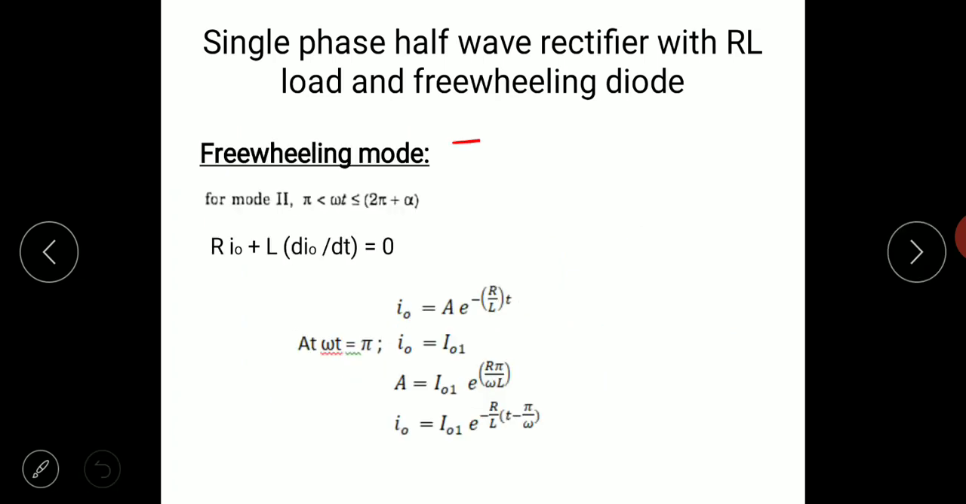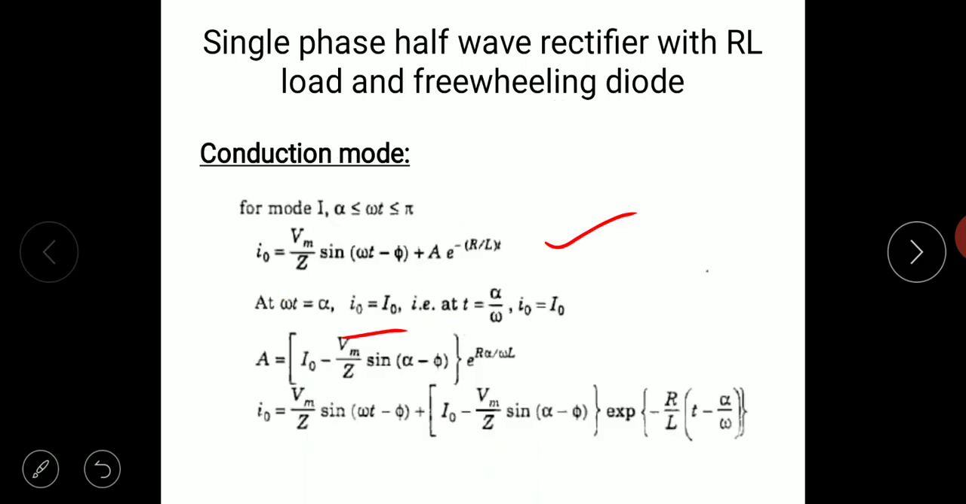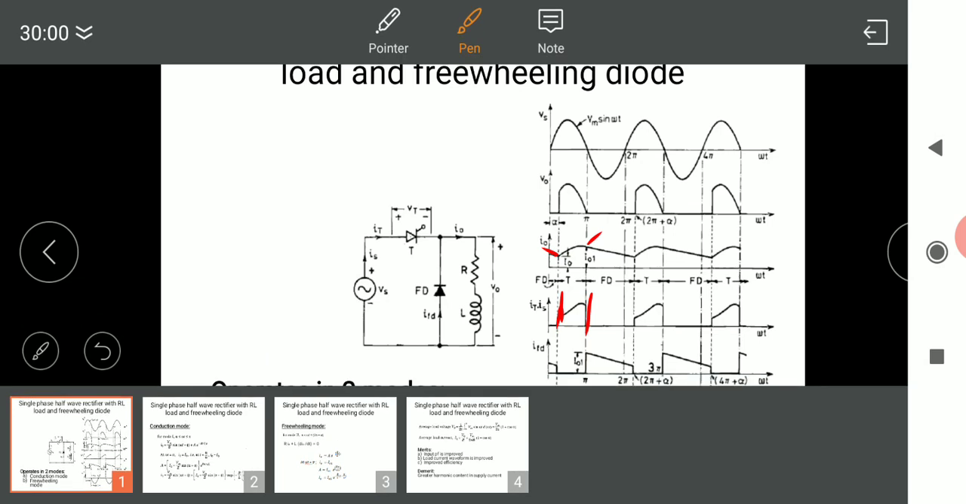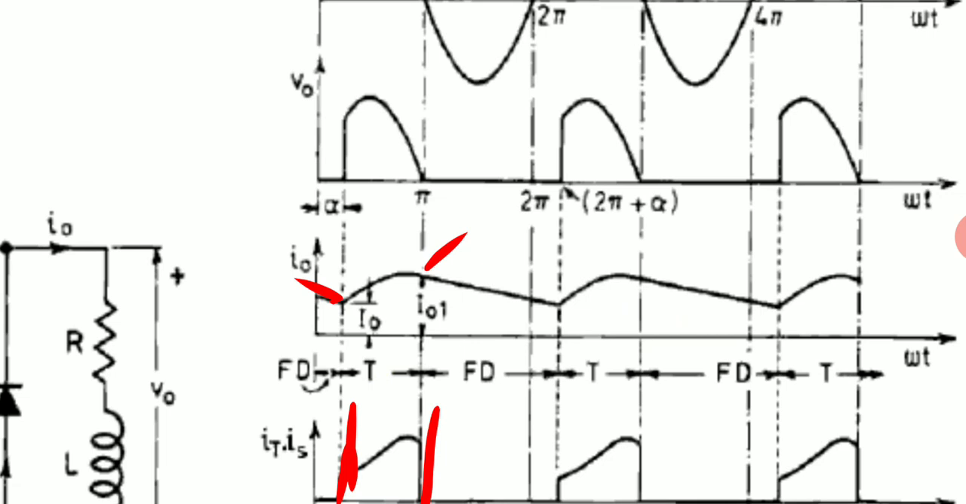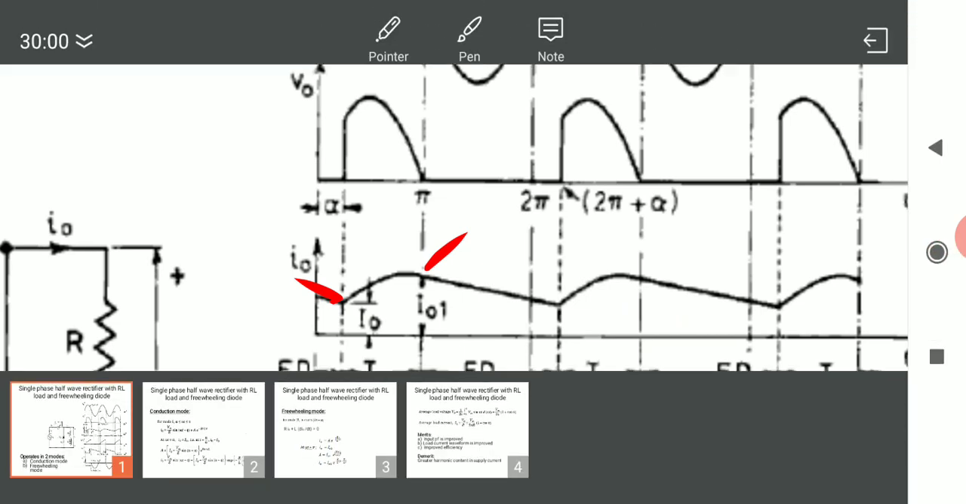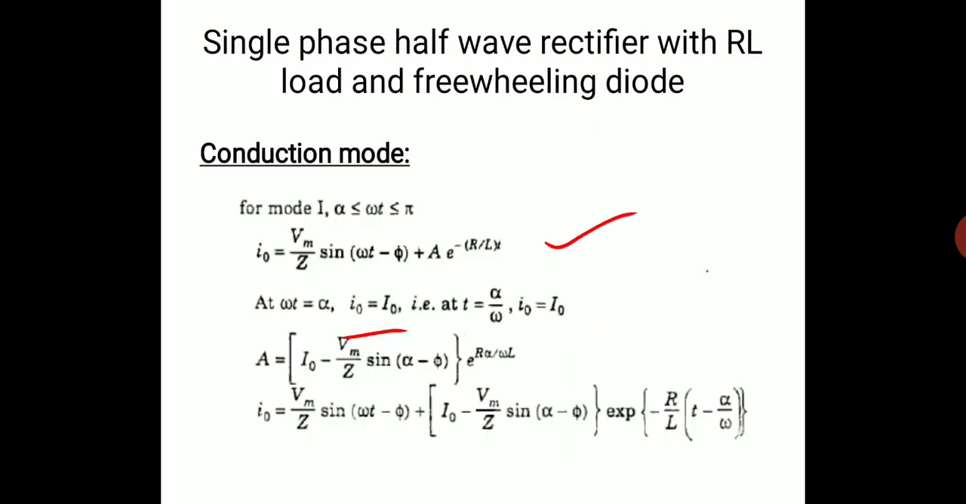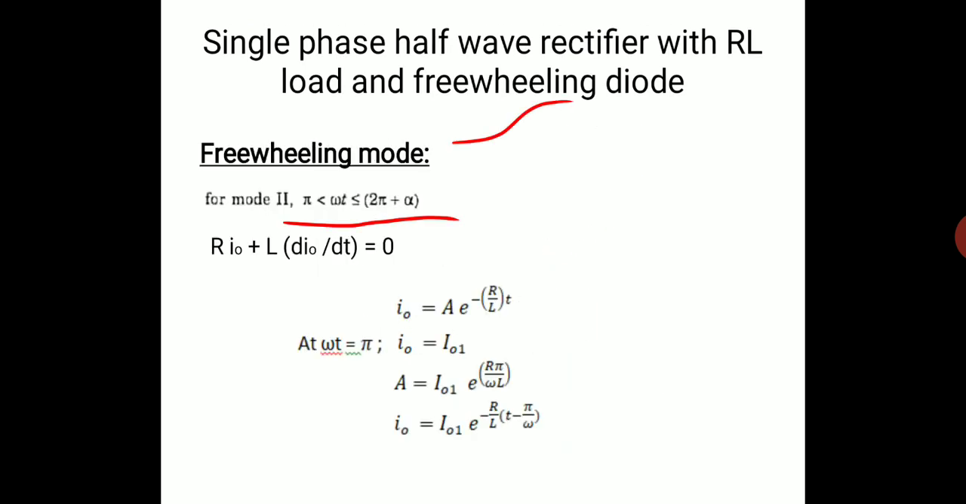If we talk about freewheeling mode, it is from pi to 2 pi plus alpha. If we again zoom this figure, the freewheeling portion is from pi to 2 pi plus alpha. This is represented by FD, pi to 2 pi plus alpha. So from pi to 2 pi plus alpha, we have to calculate the load current. But what will be the expression?